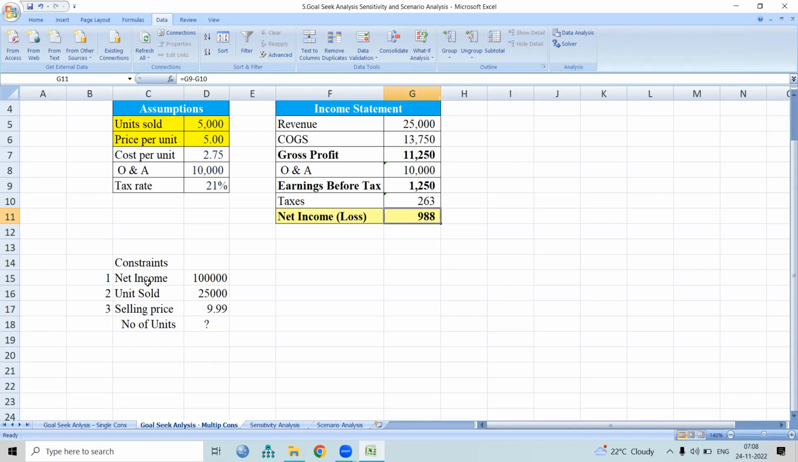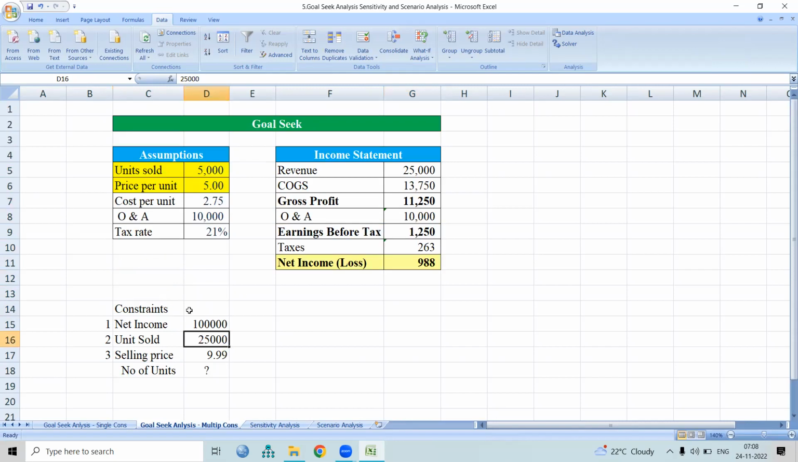Now there are two constraints here. To generate a net income of rupees 1 lakh and to fix the selling price to below 9.99, how many units is the company supposed to sell? So the constraints are, let's say, net income is rupees 1 lakh, the maximum number of units sold could be 25,000, and the maximum selling price is 9.99. With these constraints, how do you predict the financial projections?